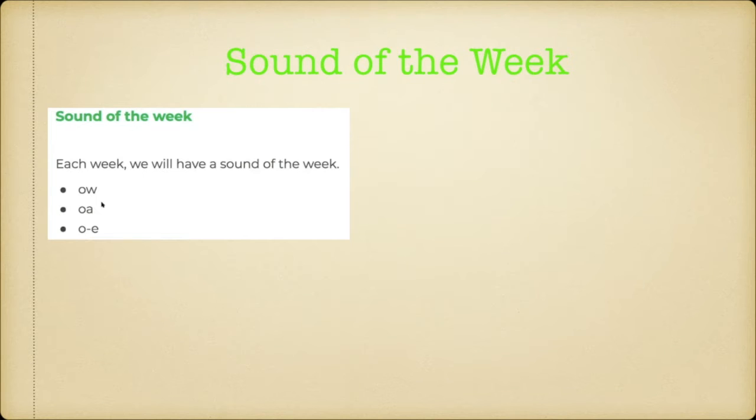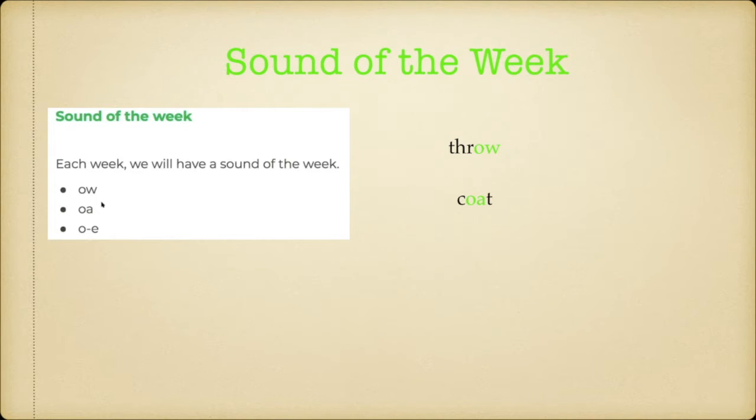So I can think of an OW word, and that's throw. Throw. Can you say that word? Throw. And we've got the O sound at the end, OW. OA goes with coat. Coat. C-O-A-T. Coat. So we've got a letter at the beginning and a letter at the end, a C and a T.